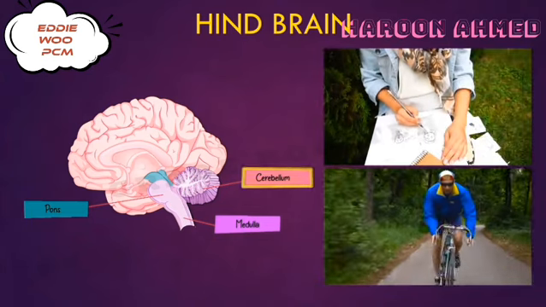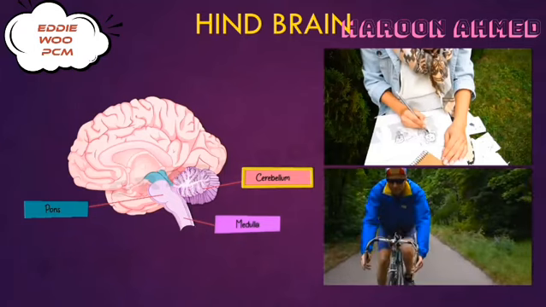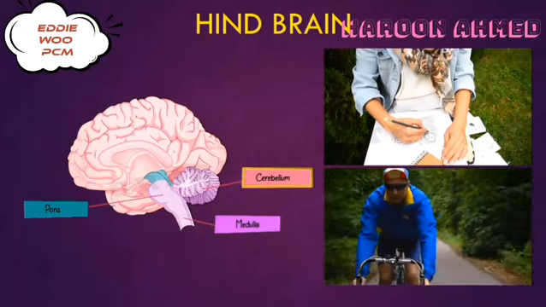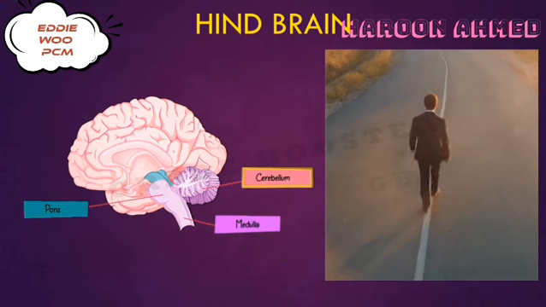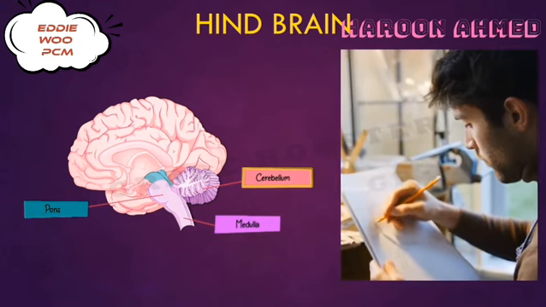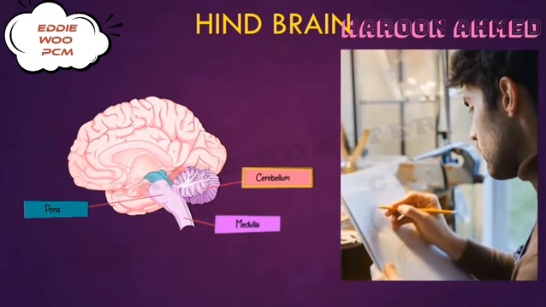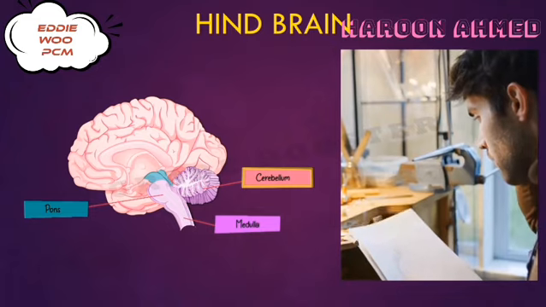Next, cerebellum. It is responsible for precision of voluntary actions and maintaining posture and balance of the body. Walking in a straight line, riding a bicycle, drawing an art, all these are possible because of cerebellum. These are the different parts of the brain and their functions.